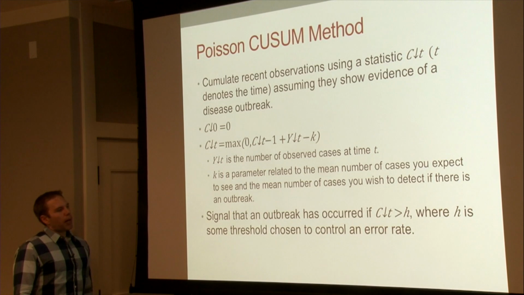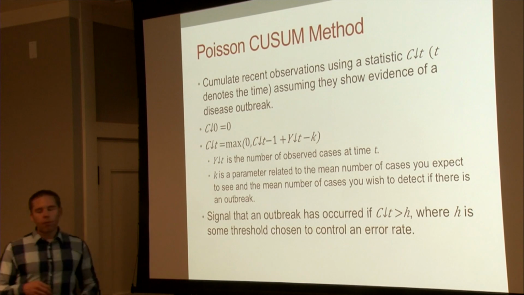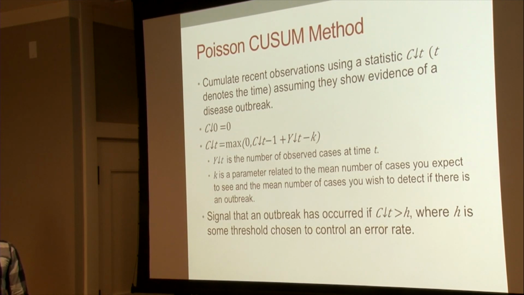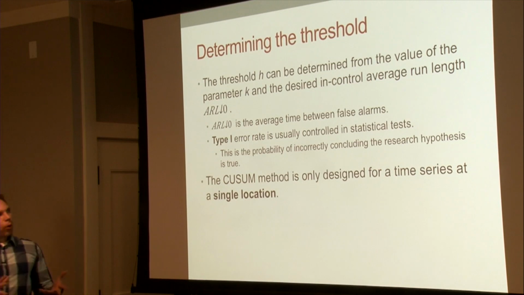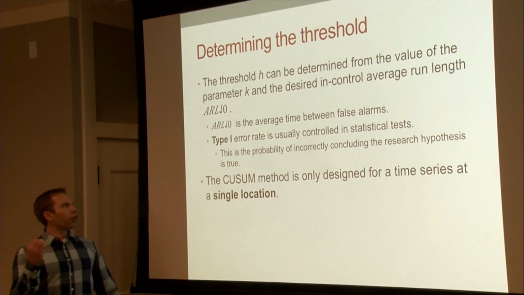And in general, we signal an outbreak when our Q-sum statistic, C_t, is larger than some threshold h, where h is chosen to control some error rate. And historically, in industrial process control, the error rate they used was something called the average run length, denoted here by ARL_0. And this is the average time between false alarms. And the idea in industrial process control is that we don't want to shut our machine down too often. Because if you do that, then that costs time and money. So we want to make sure that the time between false alarms is a pretty big number. Okay? So that's what they did in industrial process control.